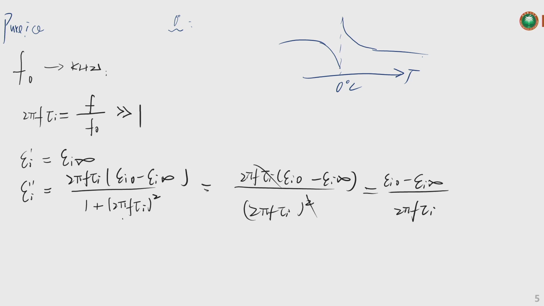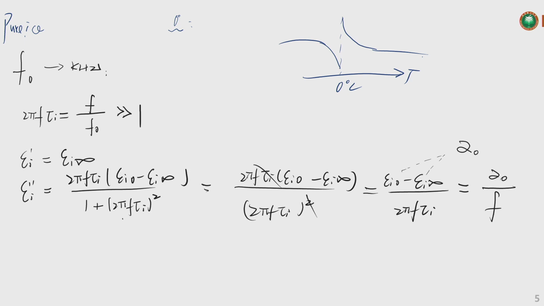And because these terms can usually be represented by alpha node, it equals alpha node divided by f. We get the expressions, and alpha node is also equal to epsilon i node minus epsilon i infinity divided by 2 pi tau i. So this is the expression for pure ice, the dielectric properties of pure ice.